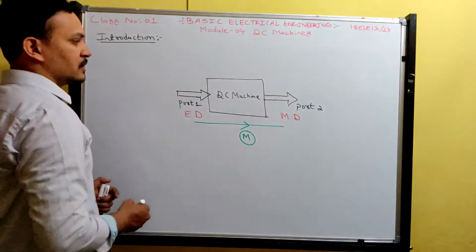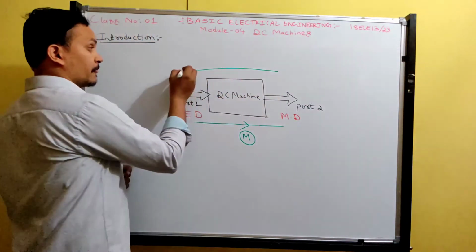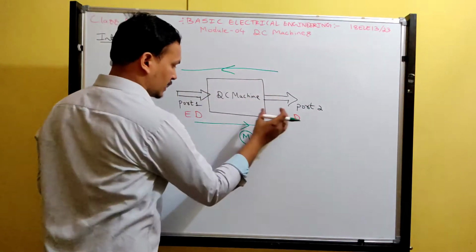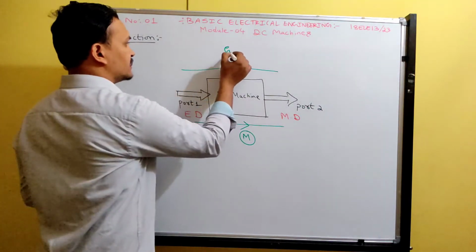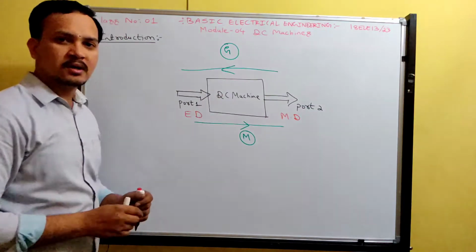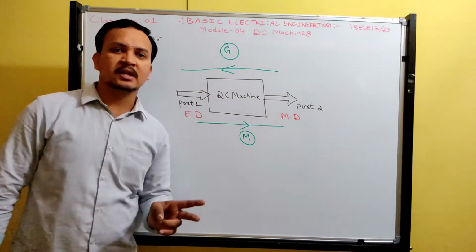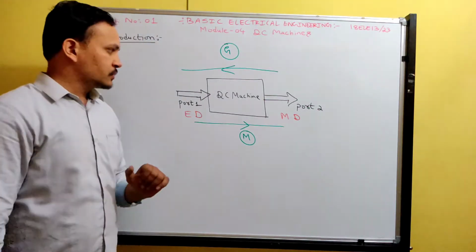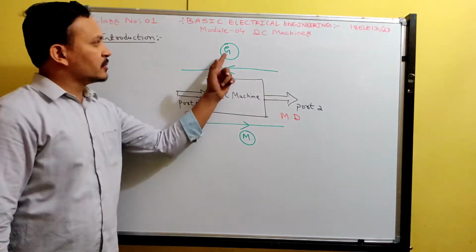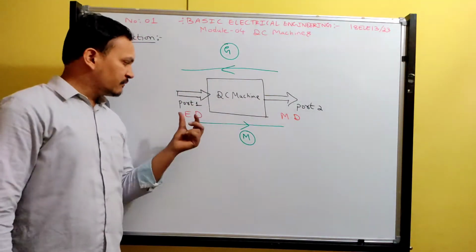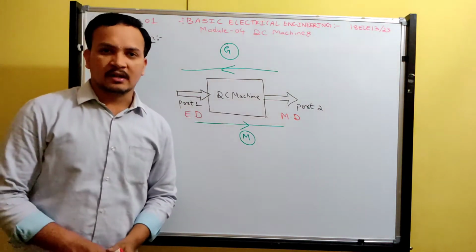Similarly, if the energy conversion takes place from mechanical domain to electrical domain, then the machine is called generator. Electrical domain quantities will have two types, AC quantity and DC quantity. So mechanical energy gets converted to electrical. If the quantity is DC, then the machine is called DC generator. If the quantity is AC, then the machine is called AC generator.